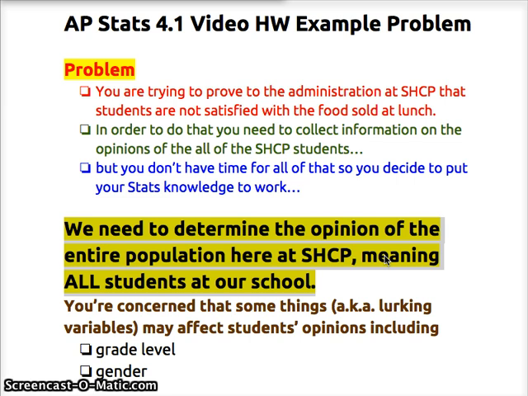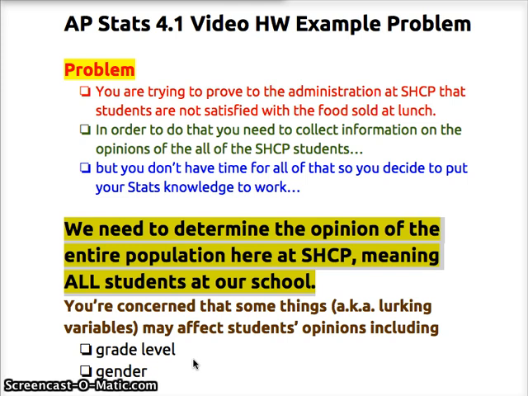So you're just trying to find the best statistical method to use to sample in a way that reflects the population, meaning to gather data from a smaller group of students that would objectively reflect what we're trying to measure, which is all students' opinion at the school. Now, we're concerned that a couple things might affect this. Grade level, so whether you're a freshman, sophomore, junior, or senior, and your gender, male or female.